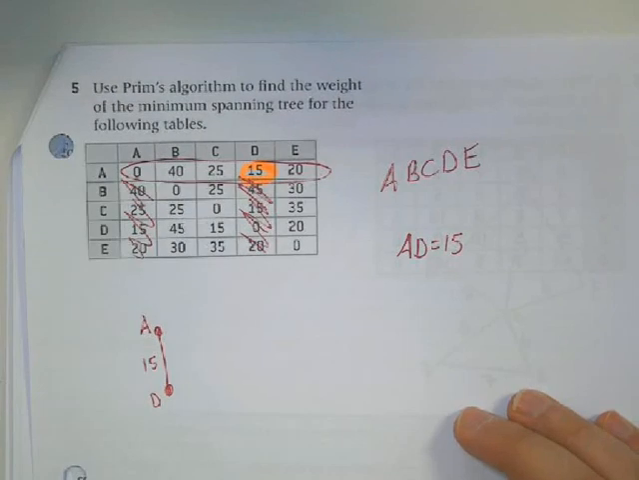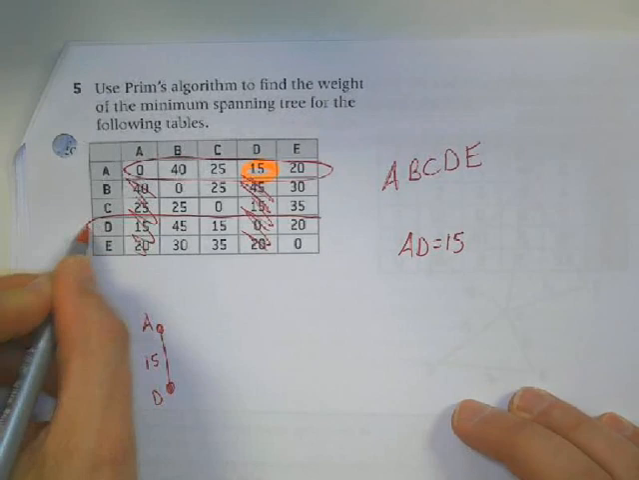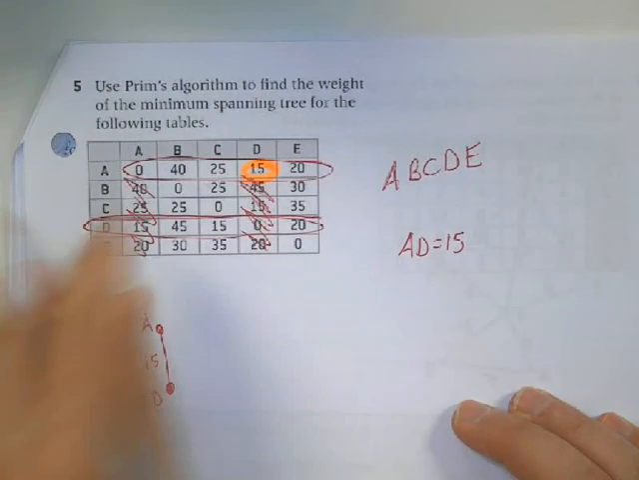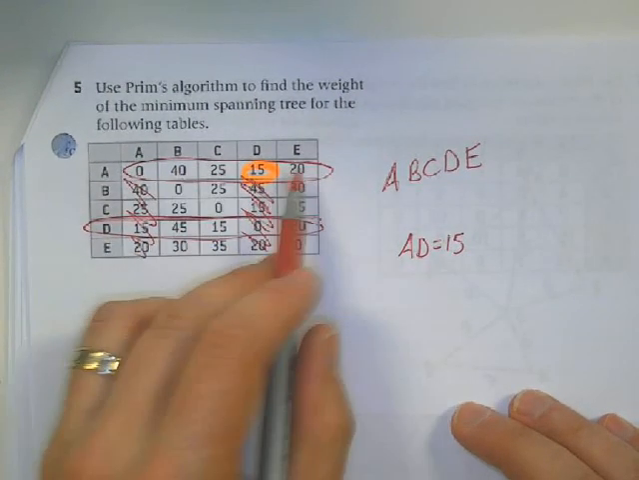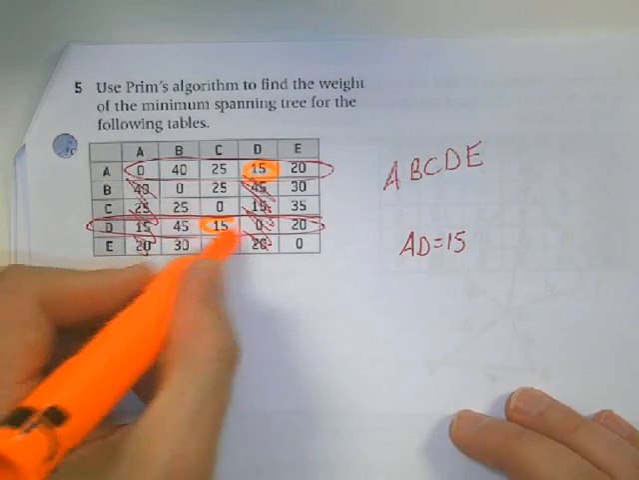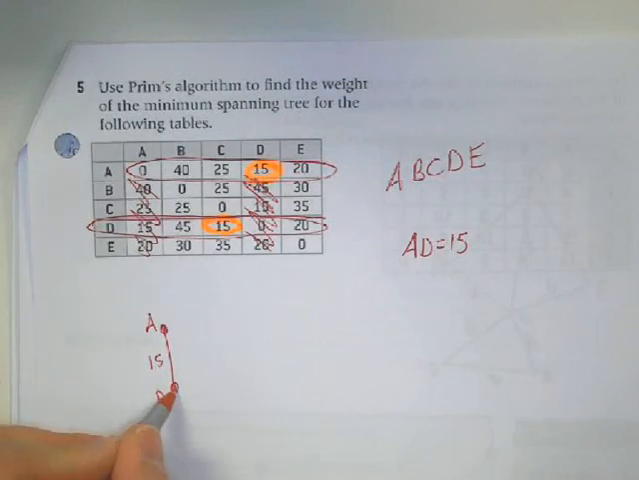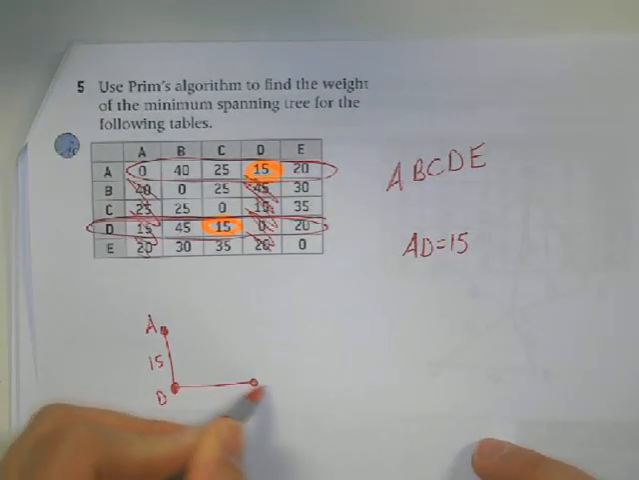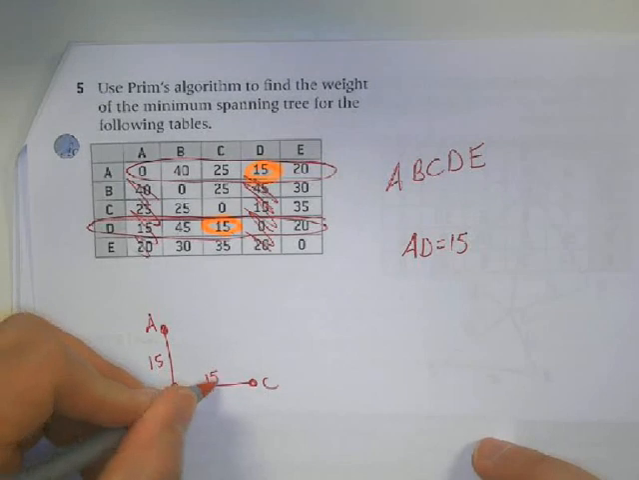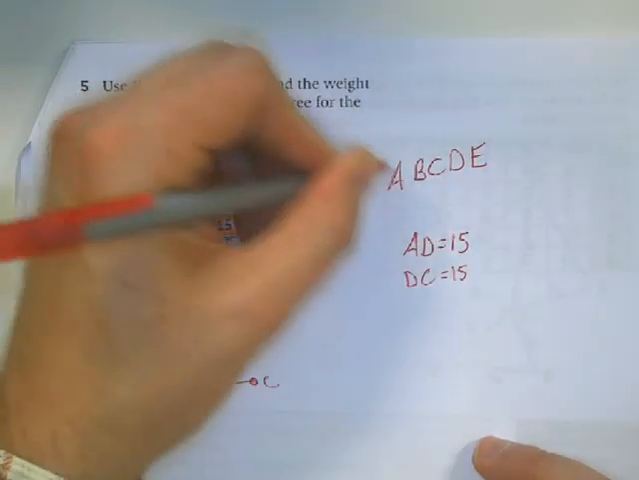Okay, now I can use row D now. And the shortest value here, 40, 25, 20, 20, 15, 45. So this is the shortest route there. So from D to C is 15. D to C equals 15. So I used A, D, and C.